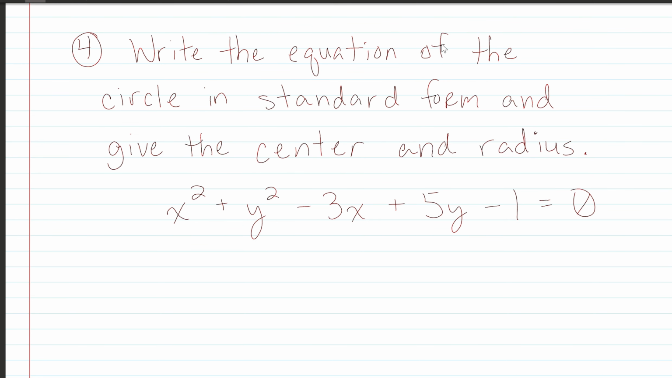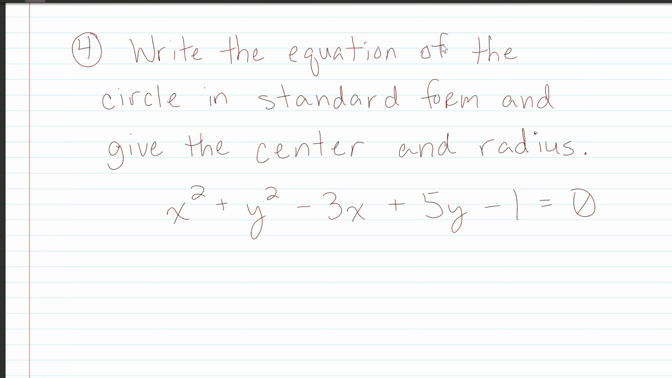Our fourth example says to write the equation of the circle in standard form and give the center and the radius. So they give us x squared plus y squared minus 3x plus 5y minus 1 equals 0. So first we need to think back to the equation of the circle in standard form. When given to us, it was the quantity of x minus h to the second power plus y minus k, that quantity raised to the second power equals r to the second power, right? And remember, the h and k were the center of the circle, and r represents radius.